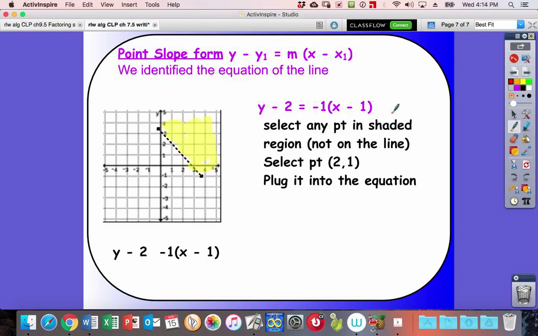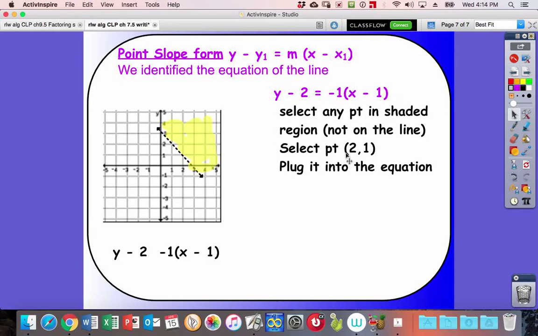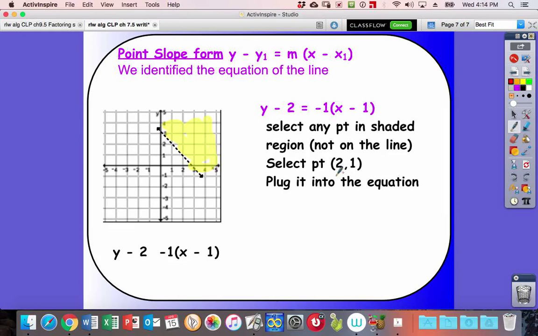Here's a line, and we already figured out the equation of the line. This is the part that's shaded. I'm going to pick any point in the shaded area. I'll pick (2, 1). No, I don't want (2, 1) because it's on the line, and I want something that's not on the line. How about (2, 2)? That's in the shaded region and it's not on the line. So let's pick (2, 2).